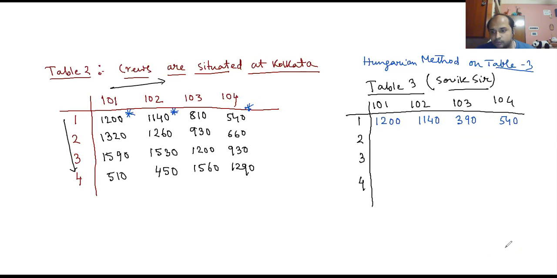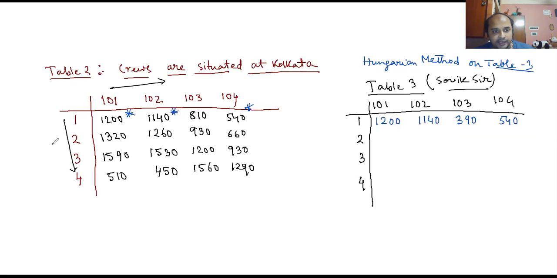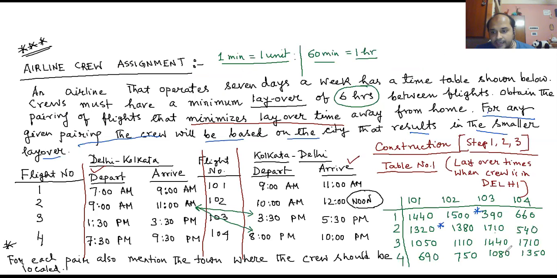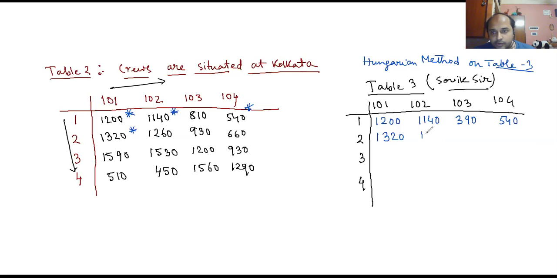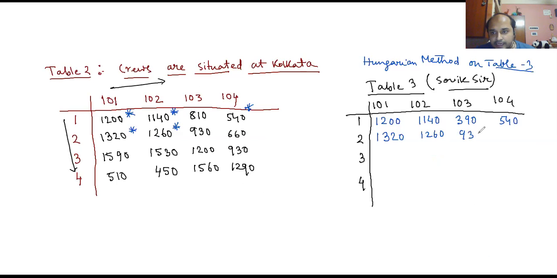I will tell you why star marks are being taken. 1320 and 1320. Both are same, so you can take any one of these two. Let us do this. You will put a star mark here also and there also. Then 1380 and 1260. We are going to put 1260 and a star mark like this. Then we have 1710 and 930. We are going to put 930 and a star mark.